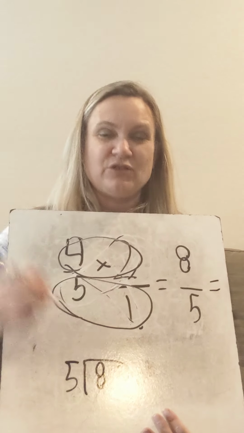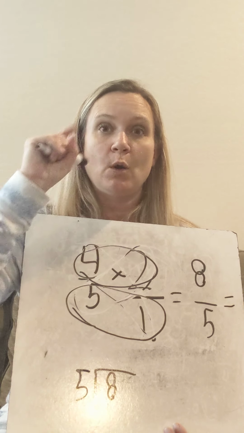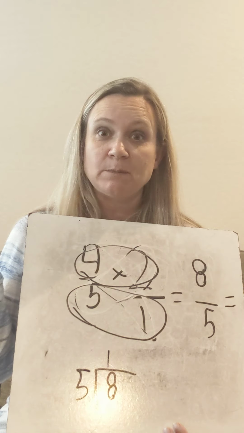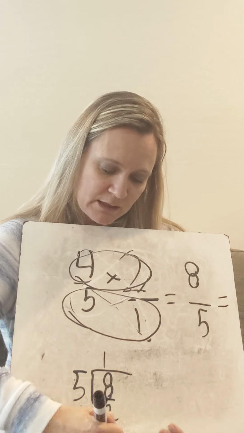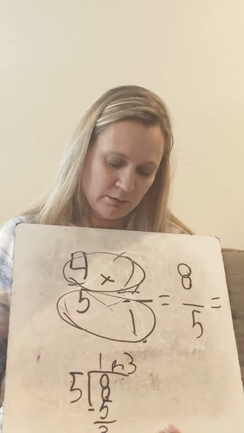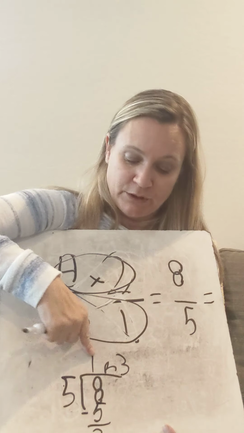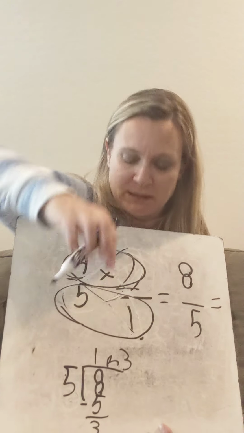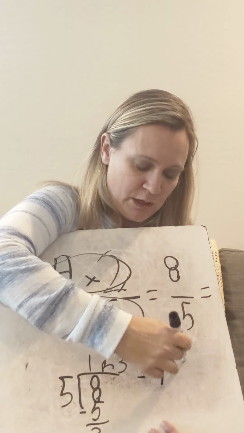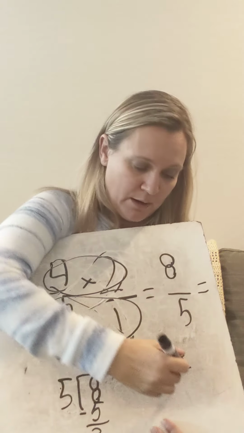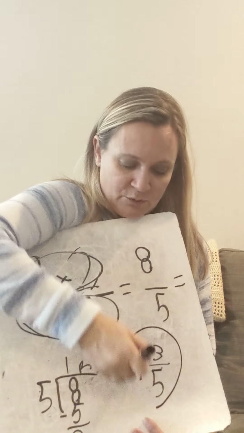So I'm going to ask myself, how many whole times does 5 go into 8? 1 time. That goes on top. That's my quotient. 5 times 1 is 5. And I subtract and I have a remainder of 3. So remember, when we have our remainder and our quotient, we can use that to write our mixed number. So I'm going to write this as 1 whole, and 3 is my top number, and my bottom number stays the same. So the answer to this is 1 3/5.